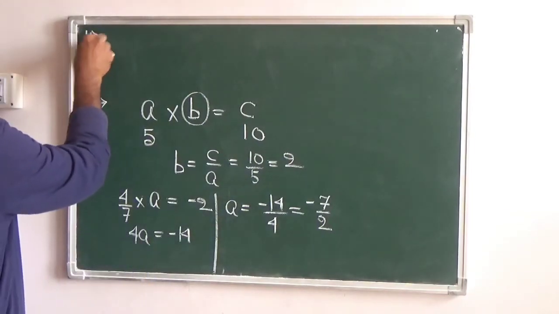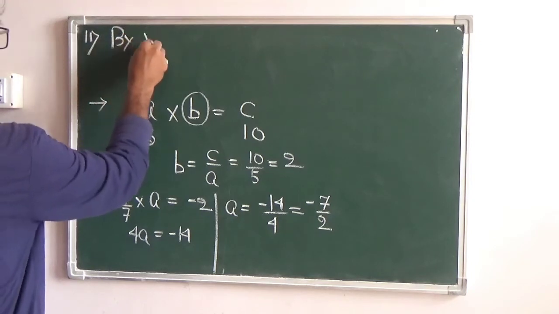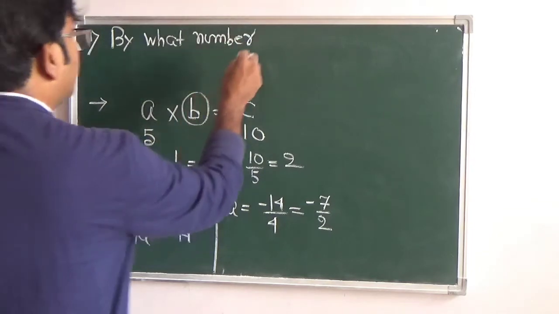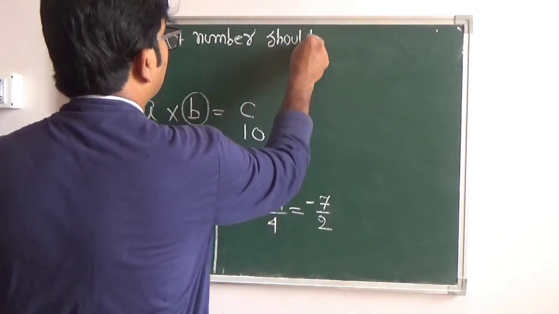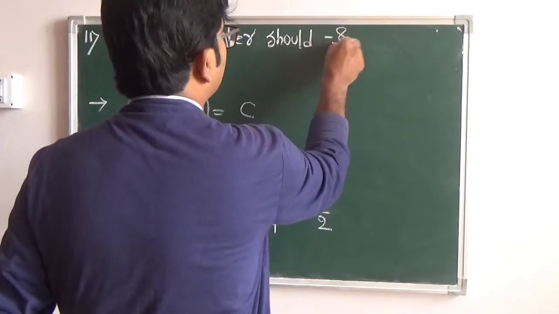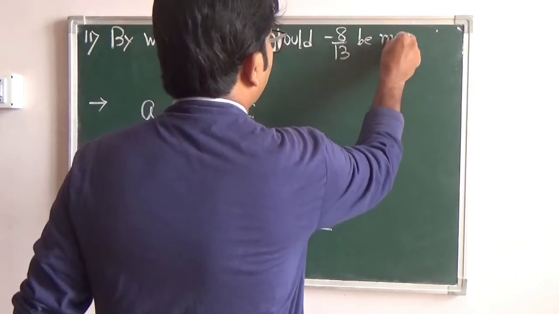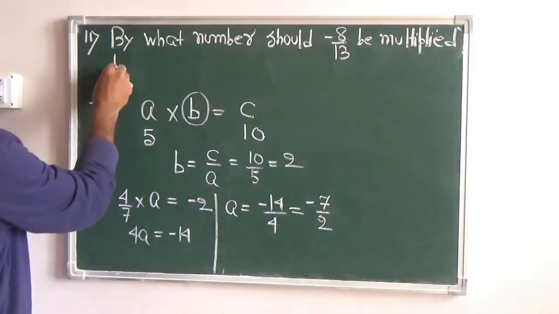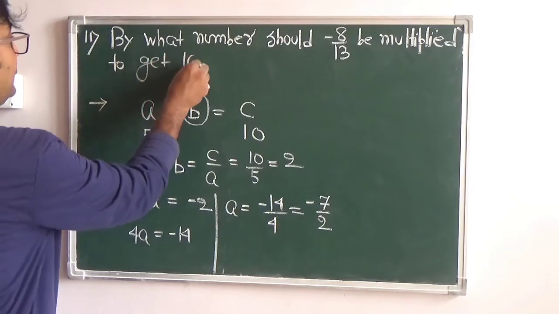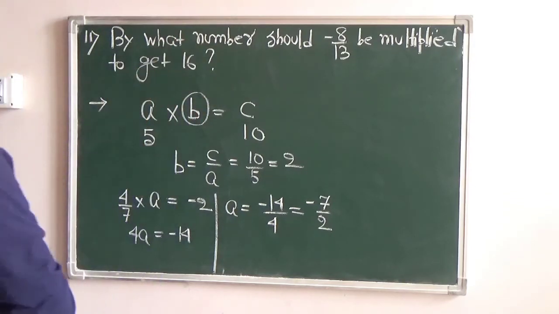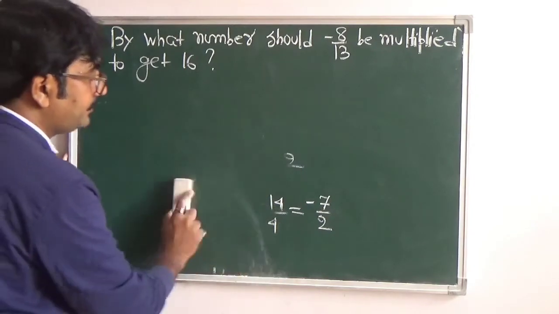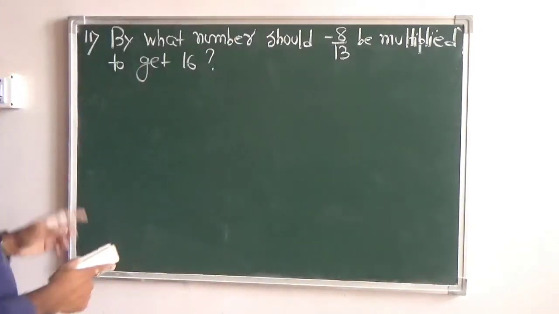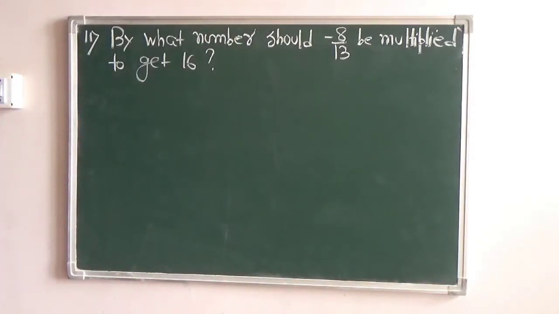Question number 11. By what number should minus 8 by 13 be multiplied to get 16? To get 16. So the question is a similar question, the only thing is the language is a little different. The presentation of the question has been changed, but the procedure for solving remains the same.